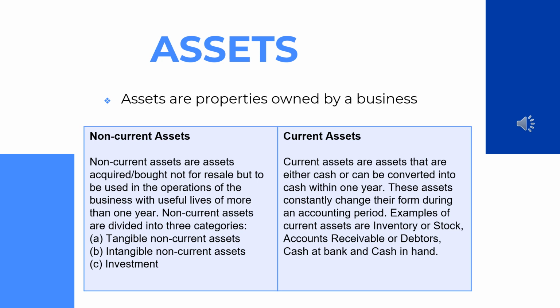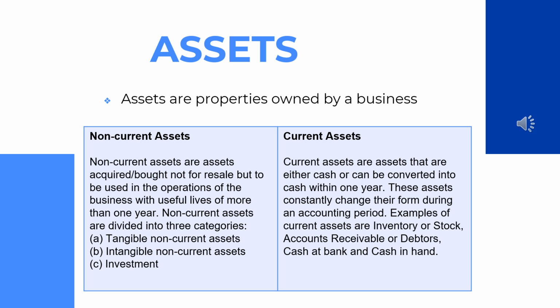So there are two types of assets, the non-current asset and also current asset. Non-current assets are assets acquired or bought not for resale but to be used in the operations of the business with useful life of more than 1 year. Non-current asset can be divided into three categories: tangible, intangible, and also investment.